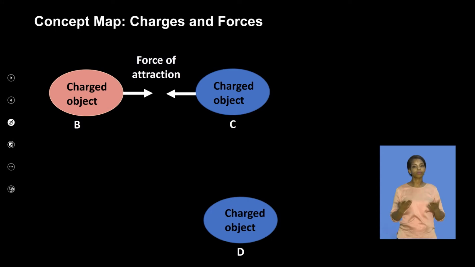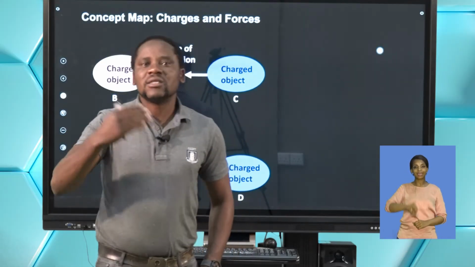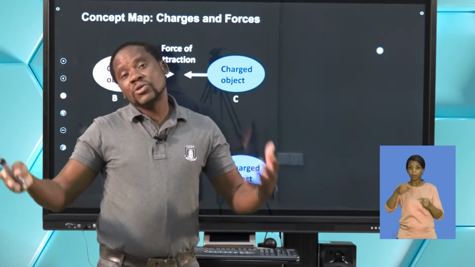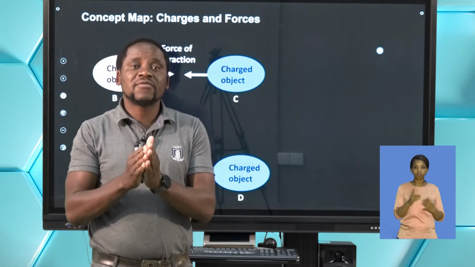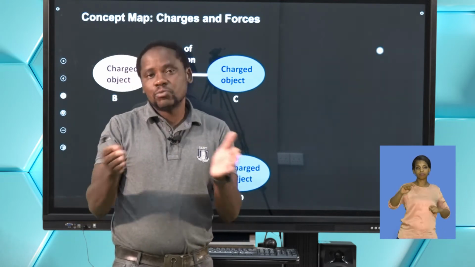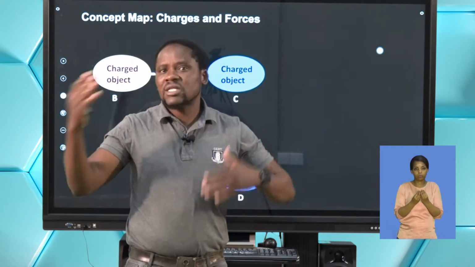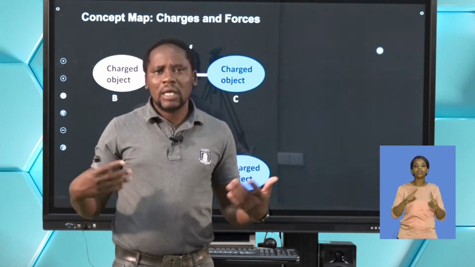And then we can play around and change. Now these two are actually like charges. We have C that has a similar charge to D. But as we know, like charges exert a force of repulsion on each other, while opposite or unlike charges exert a force of attraction. So attraction is pulling together, repulsion is pushing away. That's as simple as we can break it down.